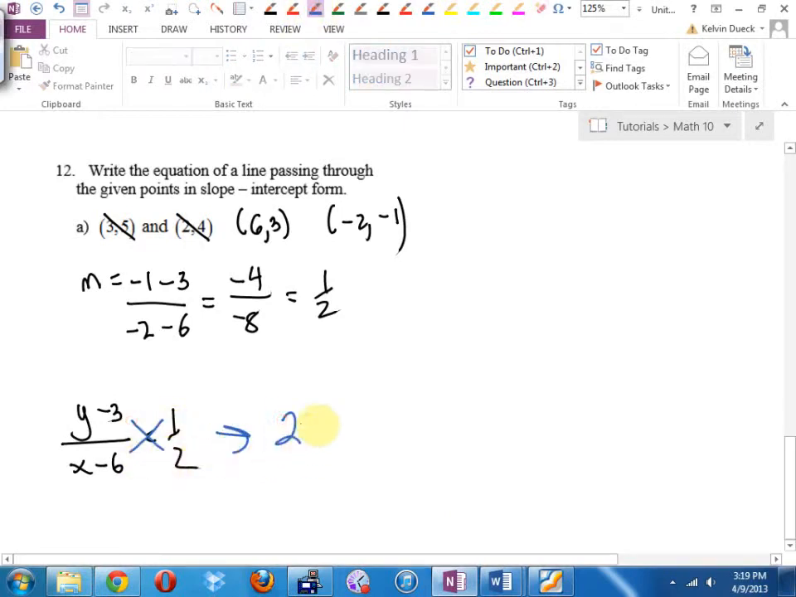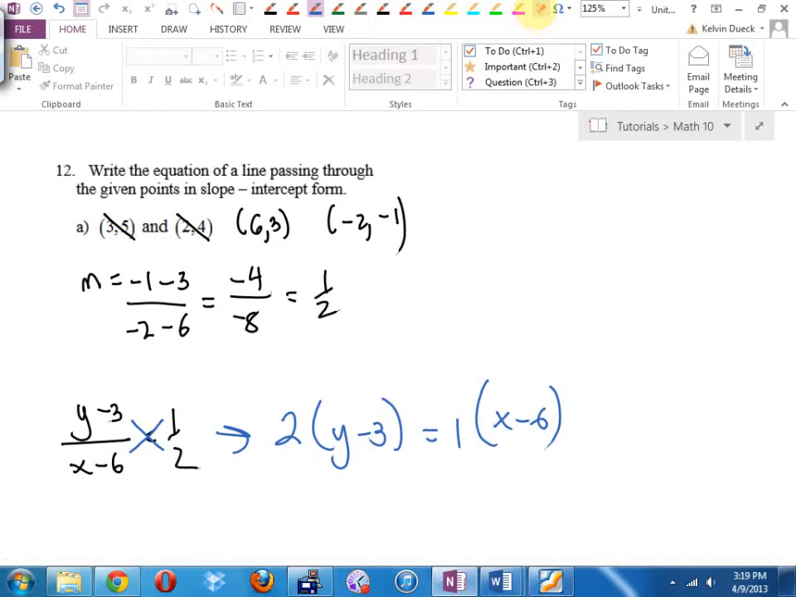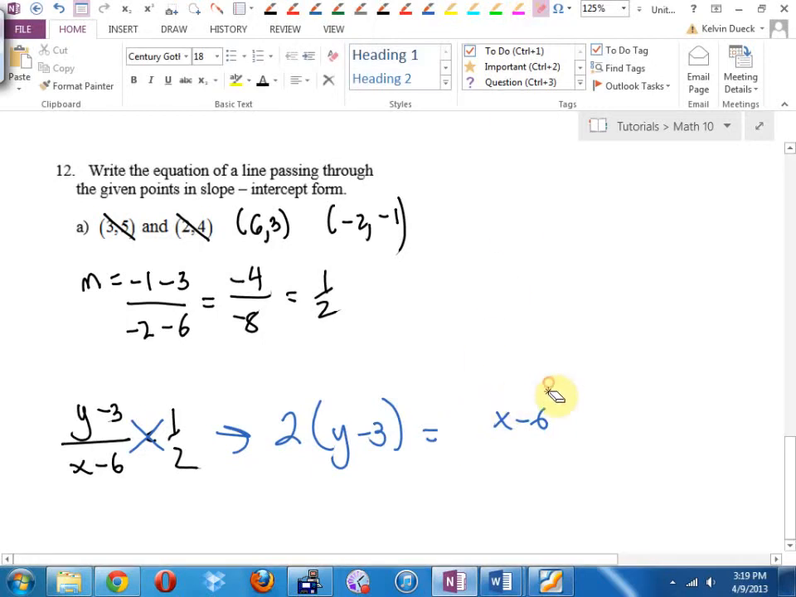We're going to get 2 bracket y minus 3 equals 1 bracket x minus 6. Although, does 1 times a bracket make a difference at all on the right-hand side? So I would have no problem if you went, do it for Pete's sake.